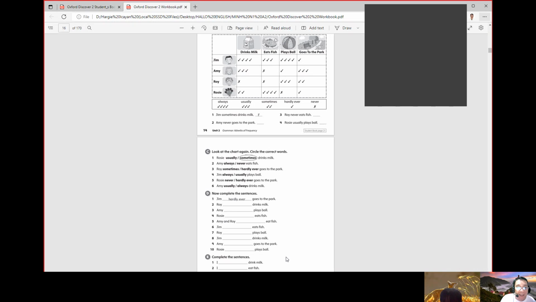So Jim hardly ever goes to the park. So number one has been given to us. So the correct answer for that would be hardly ever. So why is it hardly ever? Okay, look at the picture of Jim. Look at the description for Jim, and then look at the chart, goes to the park. He has only one check, so therefore we have to say hardly ever goes to the park.